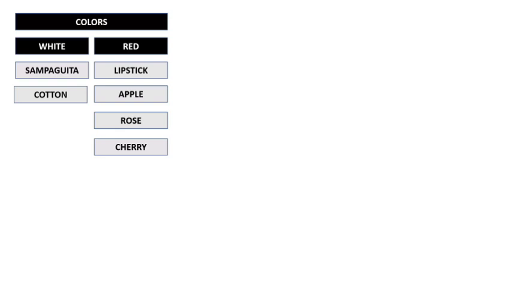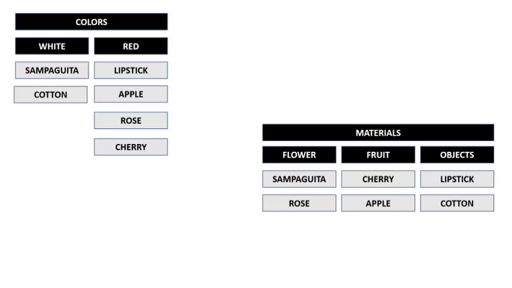It can also be like this. Sampagita and rose can be clustered into one as they are both flowers. Cherry and apple can be clustered together as they are both fruits. While lipstick and cotton can be grouped together because they are both objects and they are all classified as materials. This is a classic demonstration of what we call thematic analysis.